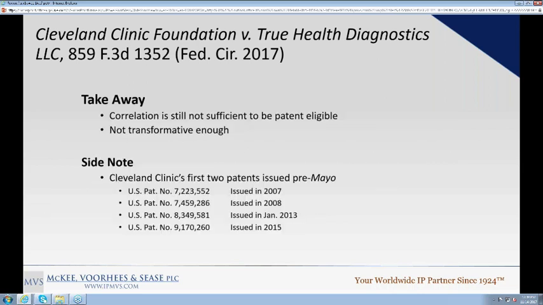And I think the takeaway that we can have here, that correlation, again, we go back to that Mayo decision. Correlation is not sufficient to get you over abstract idea. We really do need to be claiming more. The hard thing for Cleveland Clinic is that a couple of these patents had issued before Mayo. So the first 2 were issued in 2007 and 2008. Mayo came down in March 2012. And Cleveland Clinic, for their 3rd patent, paid the issue fee in December 2012.